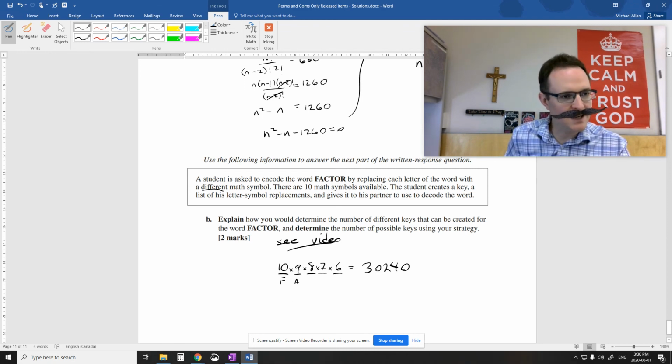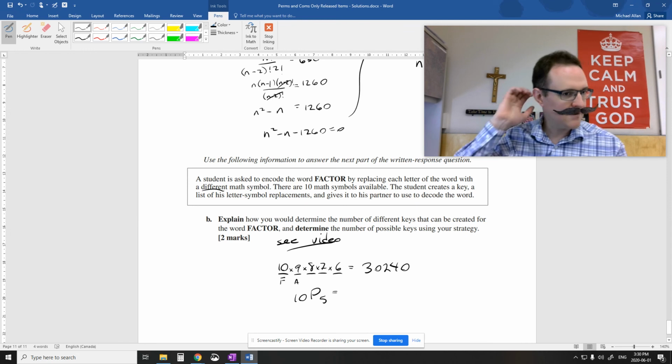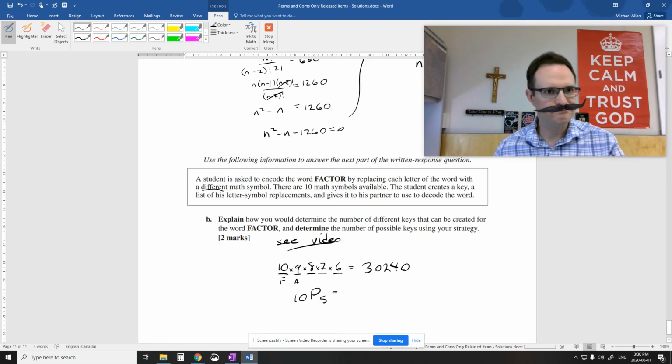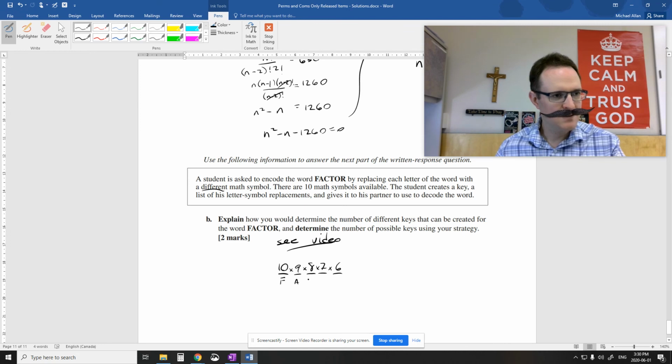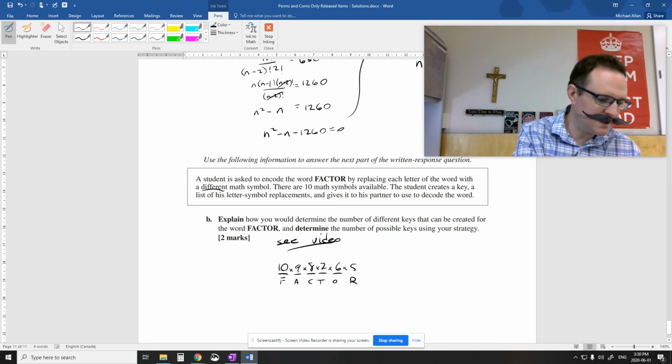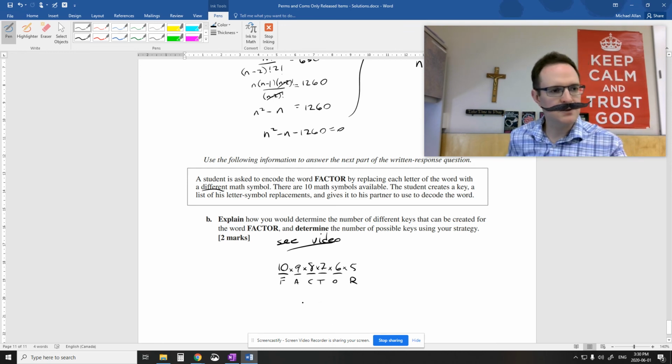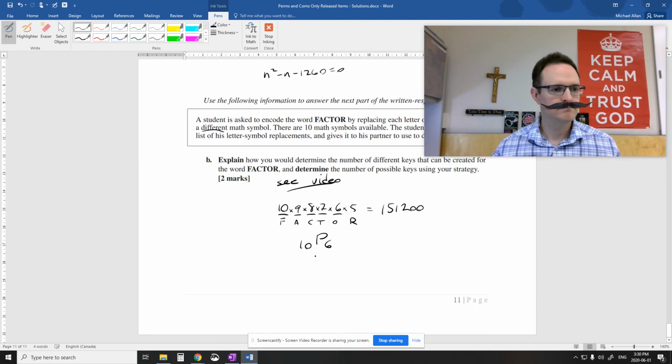This would be the same as saying 10P5. You have 10 things, you got to pick 5 different symbols. Oh, why did I say 5? Didn't I say already that there's 6? The word factor, there should be a 6 here, so there should be a 5 at the end here. So I times this by 5. Okay, so this should be the same as 10P6. I said that before, there are 6 letters, which would be 151,200 keys. Cool. That's the end.